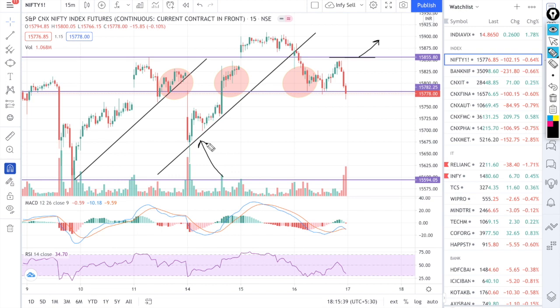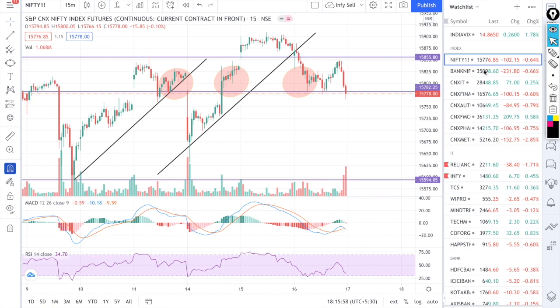But if you are planning to buy Nifty initially, just wait for this particular level to cross, then only you will get momentum. The view is very clear, so plan according to those things. Now let us come to Bank Nifty also, so that you can understand what happened in Bank Nifty.